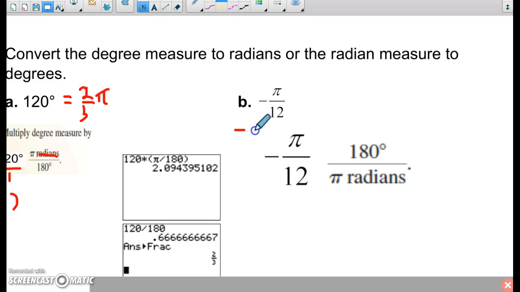If I want to change radians to degrees, now I know this is radians because there's no degree sign, okay? So in order to convert this, I'm going to take my radians and times it by the formula 180 over pi. So you can see that the pi's end up canceling out, okay? And you can just take 180 divided by 12 and you get 15. So this is equal to, and then remember there's a negative in front of here, so this is actually equal to negative 15 degrees.